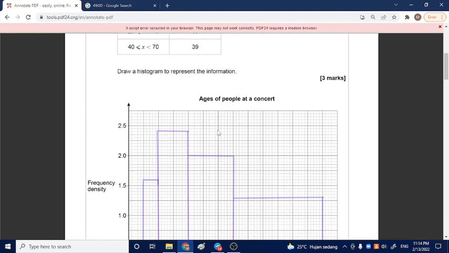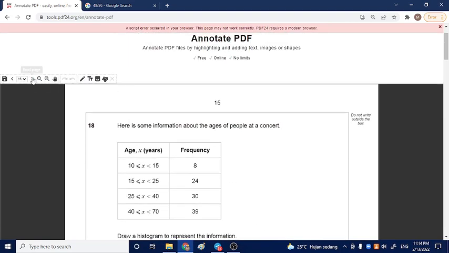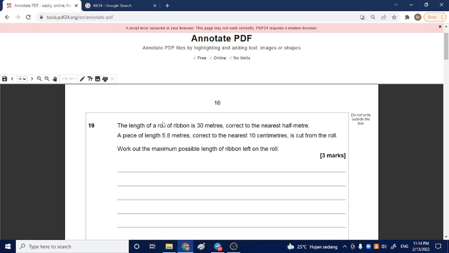Wait, we only need to find, oh my, for what reason? Only the histogram. Thank you for wasting, I don't know, 2 minutes or 3 minutes of my time.